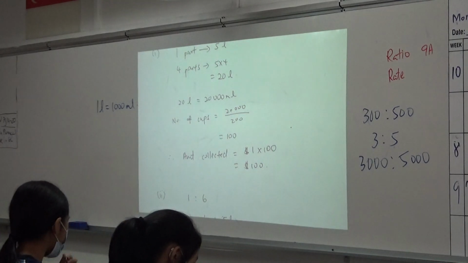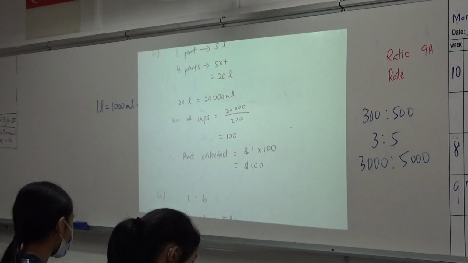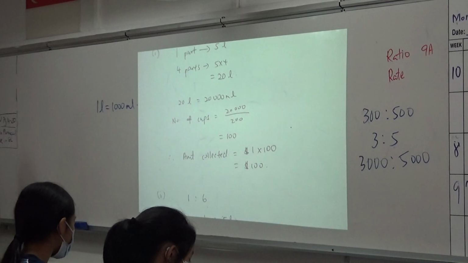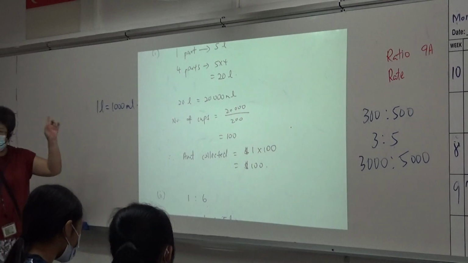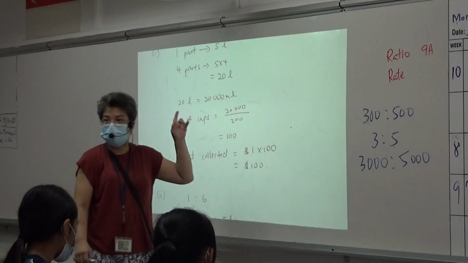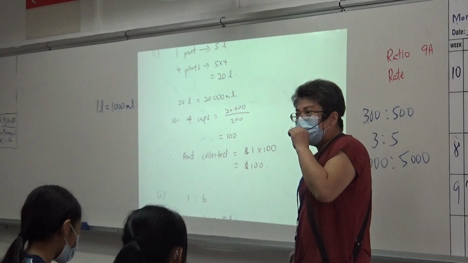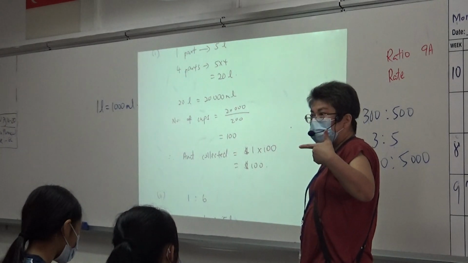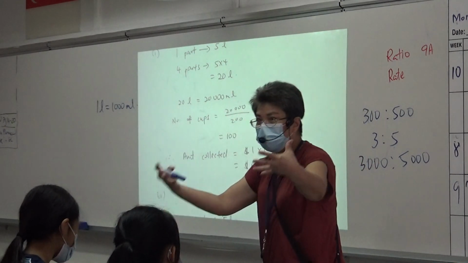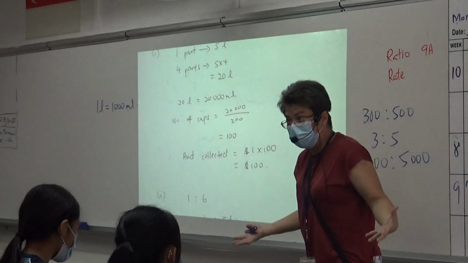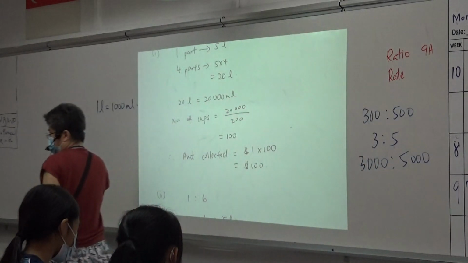After the carnival, Joyce commented, we could have doubled the amount collected during the sale by mixing the orange syrup with water in the ratio 1:6. Is Joyce correct? Explain. Now at first it was 1:3. Now it's 1:6. That means what? Put more water. She thinks that by doubling the water, you will double the amount fetched. Is she correct? Now let me just show you.